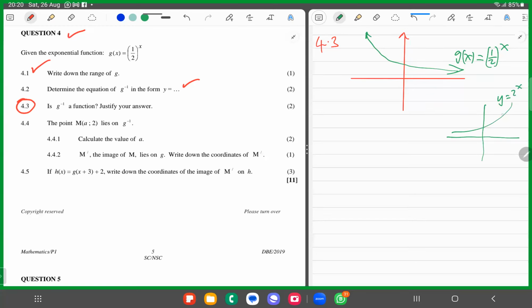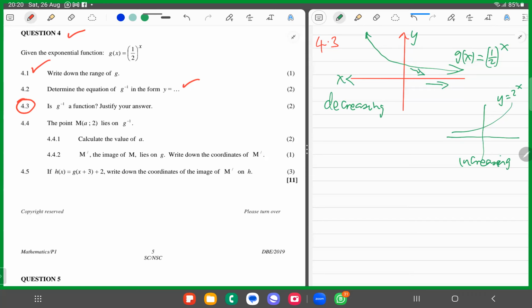x, then it becomes a function you call increasing. This function is said to be decreasing. Why is it decreasing, this function? It is decreasing because when x increases, the function is going down, and therefore it's a decreasing function.